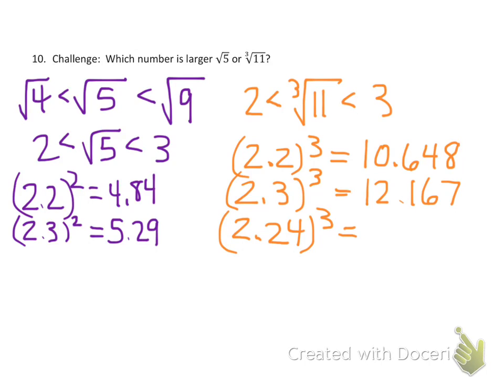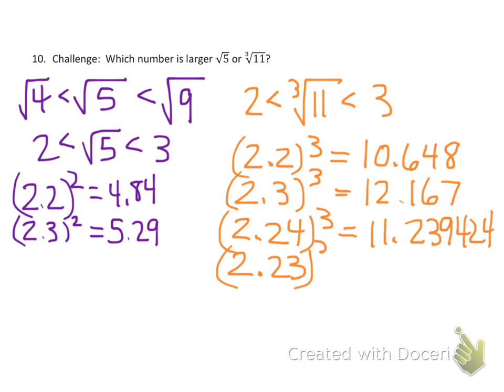Okay, 2.24 cubed is 11.239424. So 2.24 is too big. We could try 2.23 cubed. See how I'm just going back and forth? I'm adding another place value. We've added hundredths now.